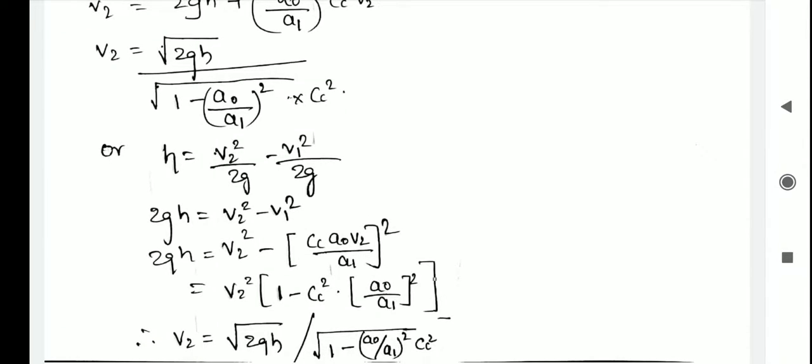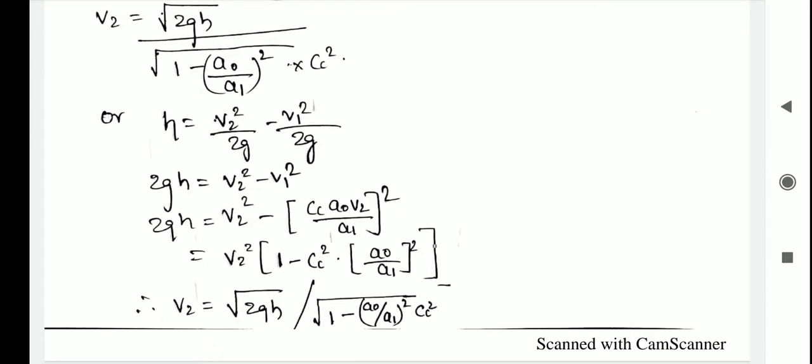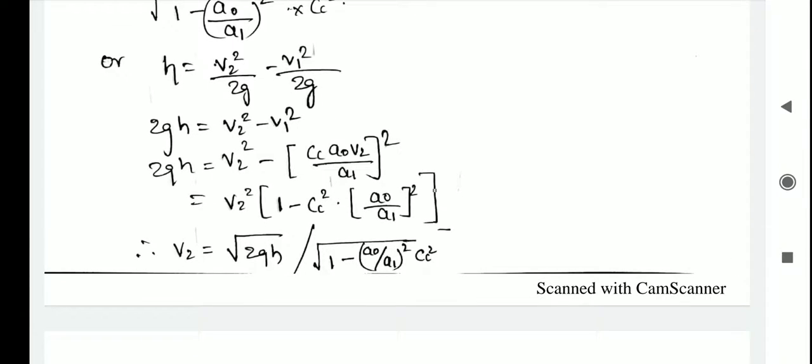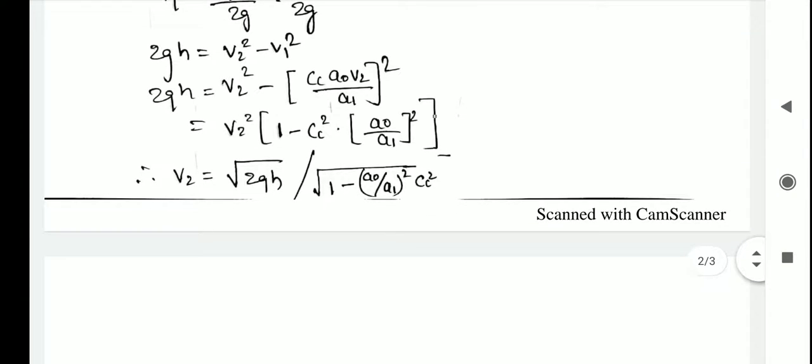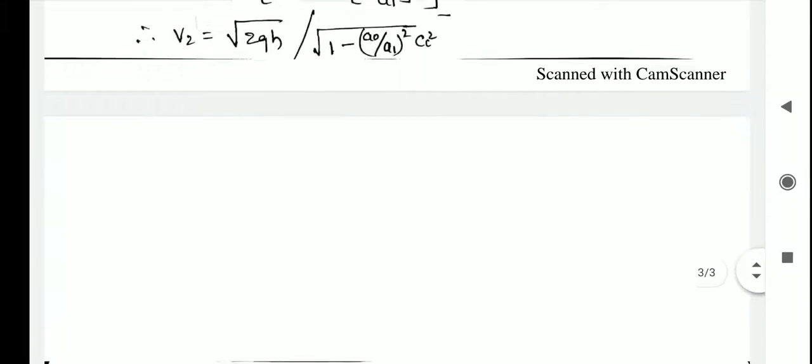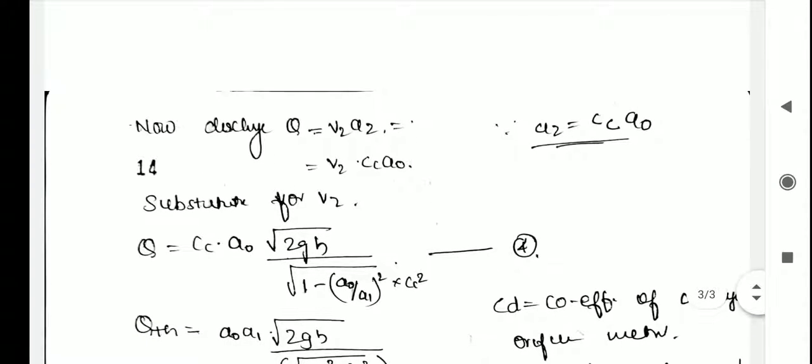Or, H is equal to V2 square by 2g minus V1 square by 2g, so 2gH is equal to V2 square minus V1 square, where V1 is Cc into A0 into V2 divided by A1, the whole squared. So V2 square times (1 minus Cc square into (A0 by A1) square) equals 2gH. So V2 becomes the square root of 2gH divided by the square root of 1 minus (A0 divided by A1) squared into Cc square.